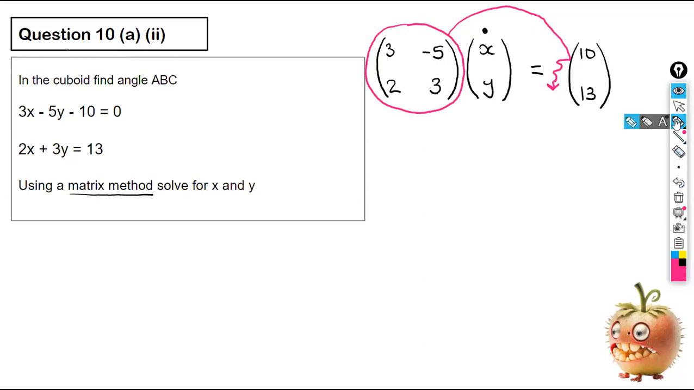Right, so let's clear some space here. You're only going to have x and y on this side, and on the other side, you'll have the 10 and the 13. And in this huge space here, you're supposed to have the inverse.